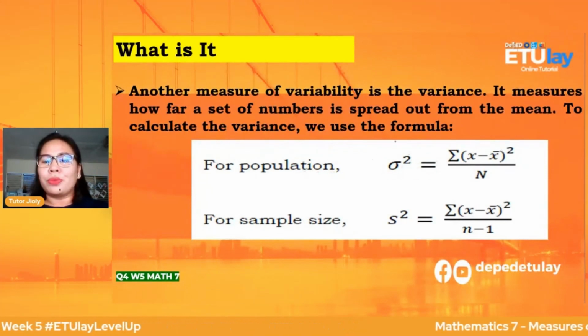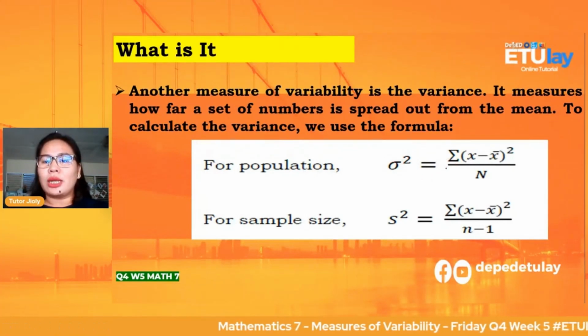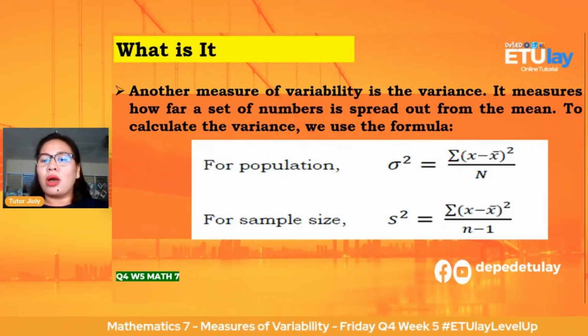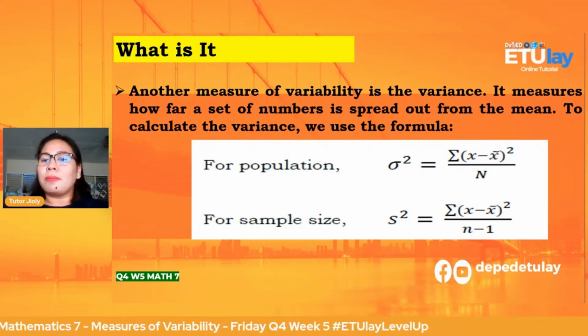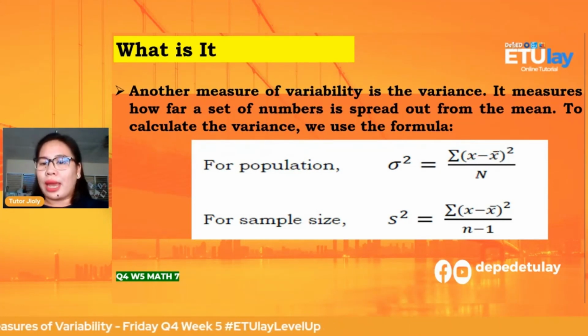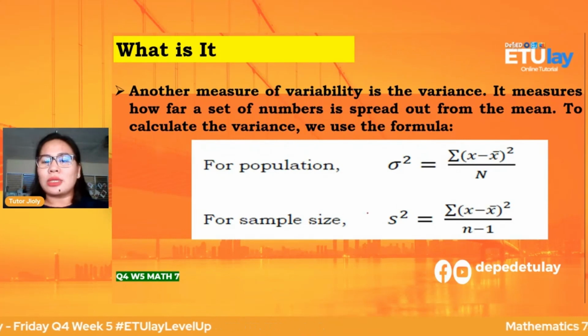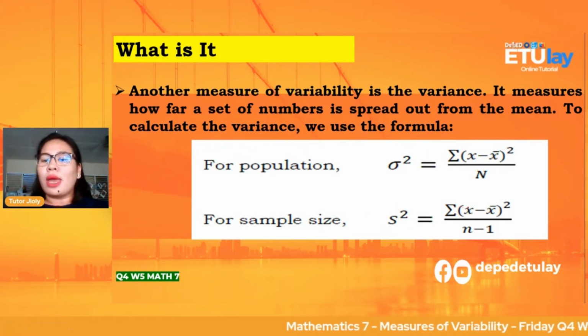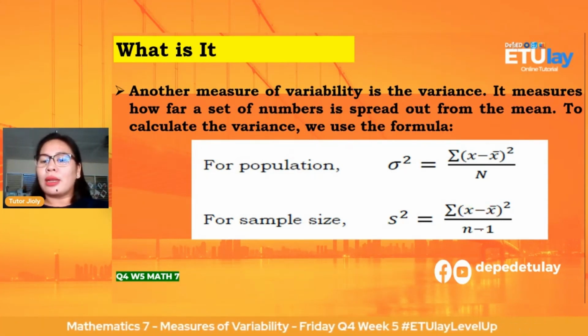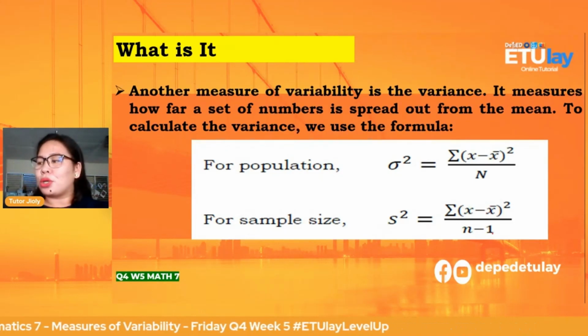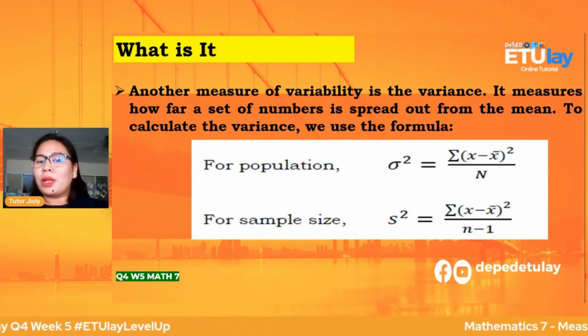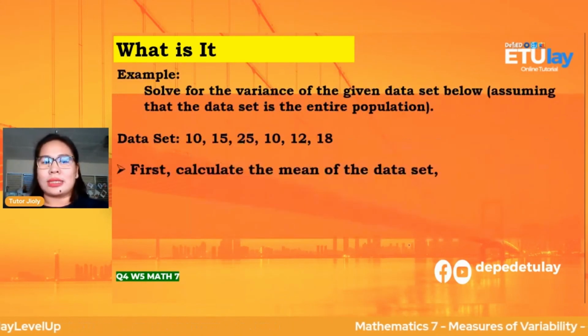So formula natin for population is equals to the sum of x minus mean squared all over n. And for sample size, we have s squared is equals to the sum of x minus mean squared all over n minus 1. Magkaiba po sila mga anak ha. Magkaiba po ang formula for population and for sample size.